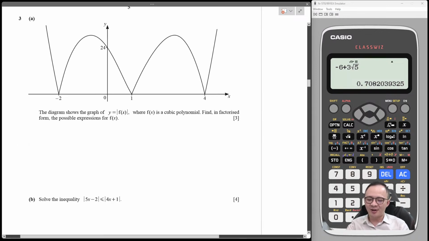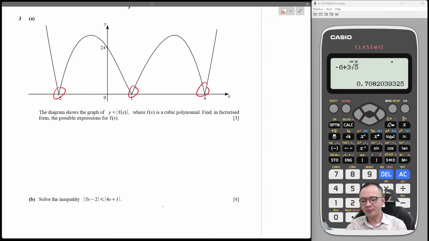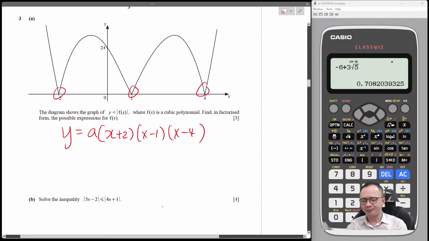Okay, this cubic equation is quite easy. We have the intercepts, isn't it? So y equals, I don't care about the modulus first, later only I pay attention. This x minus 2 will give me x plus 2. 1 will give me minus 1. 4 will give me minus 4. And then I know this is the intercept.